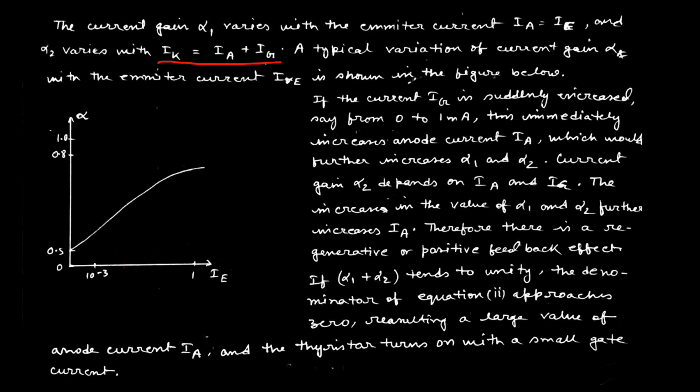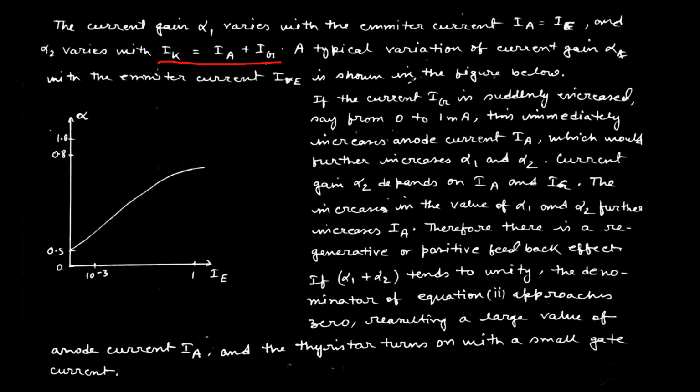That means if alpha 1 is increased, IE for transistor Q1 is increased. That means the anode current is increased. Additionally, if alpha 2 is increased, which is again reflected in this particular equation, that means IA is increased. That means the total IK, or the cathode current, will be increased.